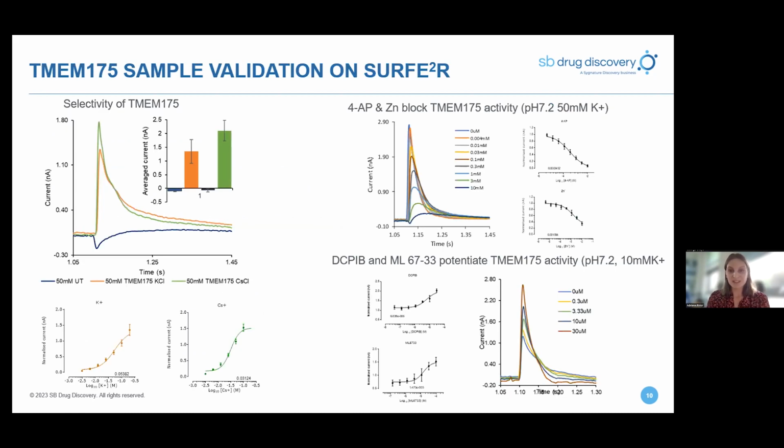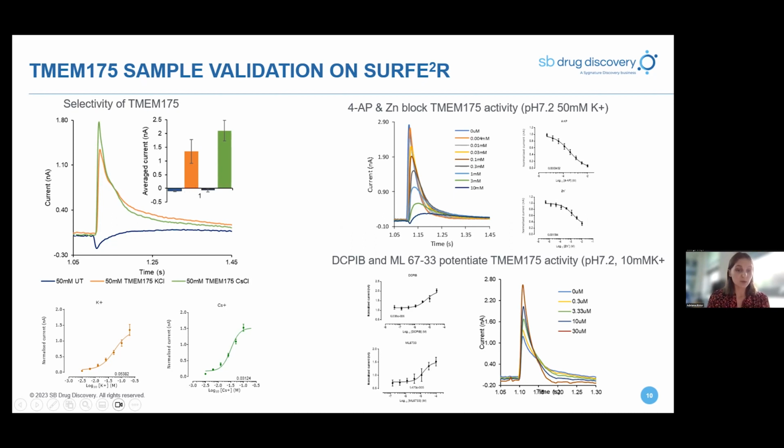So apologies in advance for this quite busy slide, but that's just to recap what Andre was saying, and I'm showing you this just to prove a point of sample validation. A sample of TMEM175 that we prepared here at SB using our own cell line and validating it on SURFE2R here in-house as well. So just very briefly about selectivity of TMEM175, not to such a great detail as Andre did, but we do see similar behavior where cesium is a preferred ion here in green over potassium in orange.